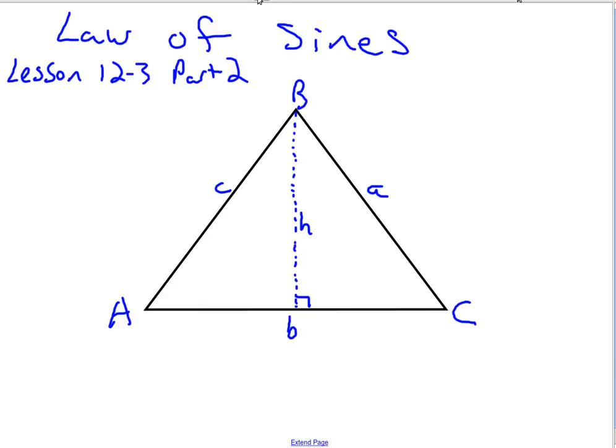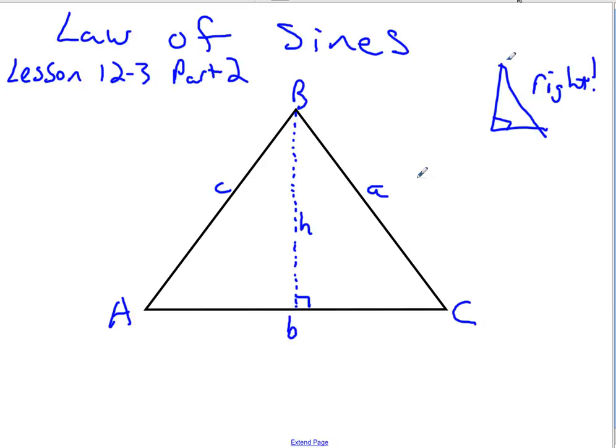This is lesson 12-3 and this is part 2. And in part 2 we're going to talk about a pretty important and very useful topic called the law of sines. And so hopefully up until this point in time in your trigonometry life, you have been looking at triangles that are right triangles only.